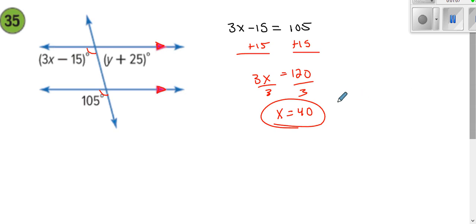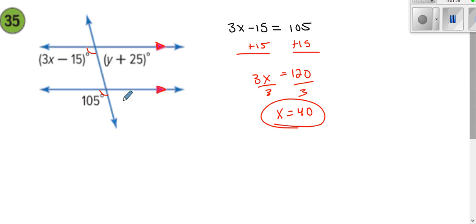I have a couple options for finding the y. Let's see here. One option could be, well, hang on one second. Let me think here. One option could be, well, these two angles here are a linear pair. That'd be one option.